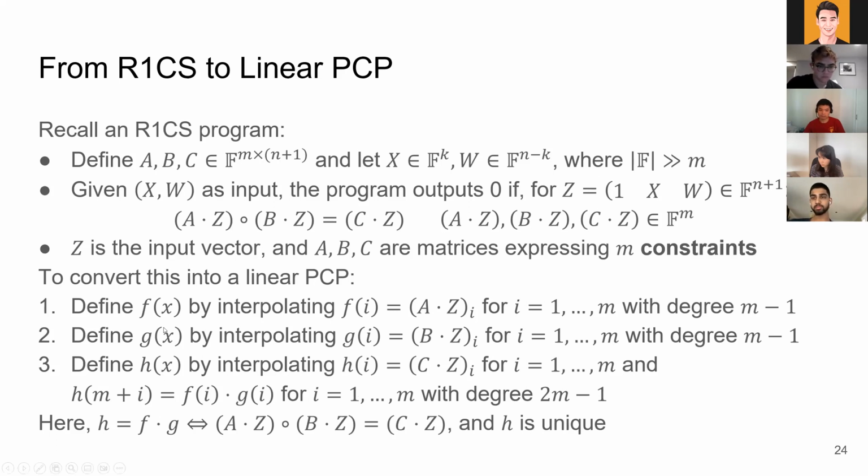Here, the way we define f, g, and h, we're successfully able to say that h equals f times g is equivalent to what we had wanted before, which is A times Z element-wise multiplication B times Z equals C times Z. This being true is exactly the same as this being true.